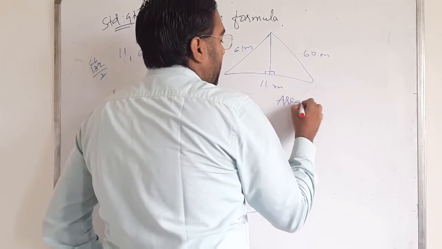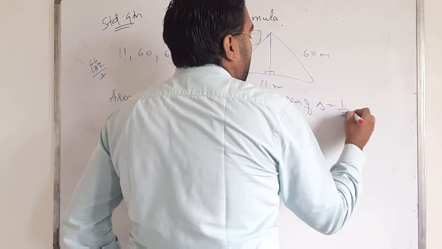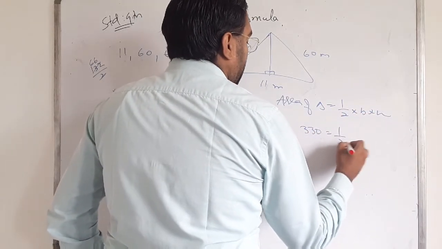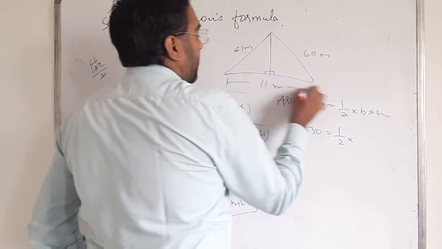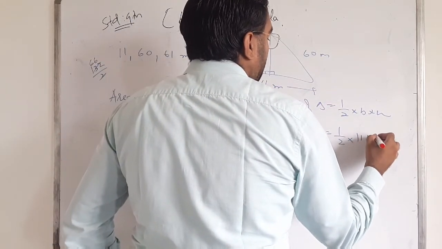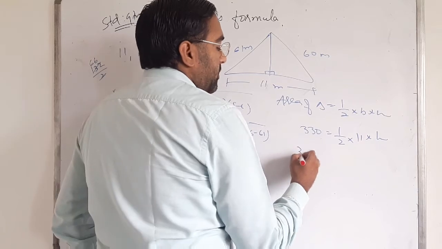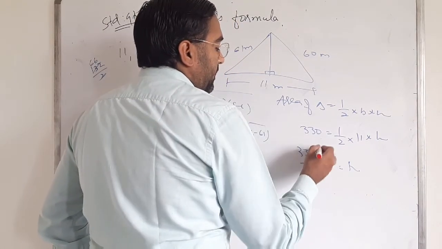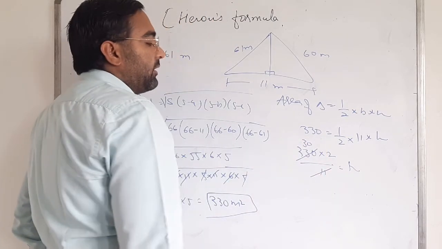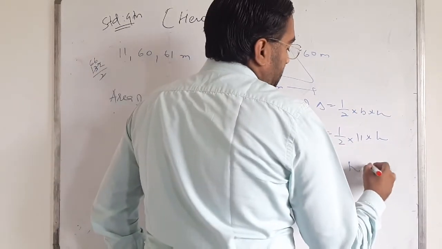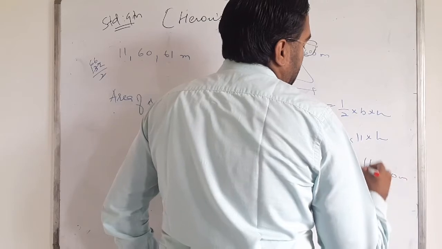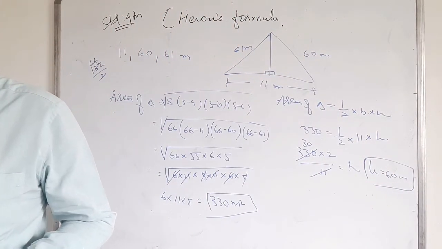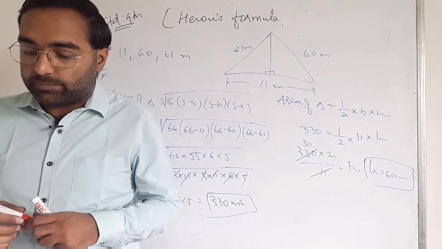Area of triangle is equal to half base into height. So the area of the triangle is 330. Now we will take 11 as the base and we have to find the height. So 330 into 2 by 11, so your height will be 11 30s are 330 and 32s are 60. Your height, that is the altitude of the triangle, will be 60 meter. Okay, clear?